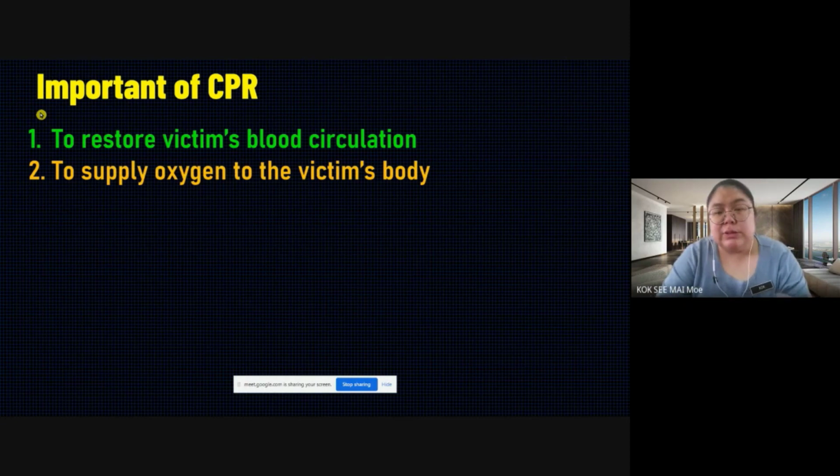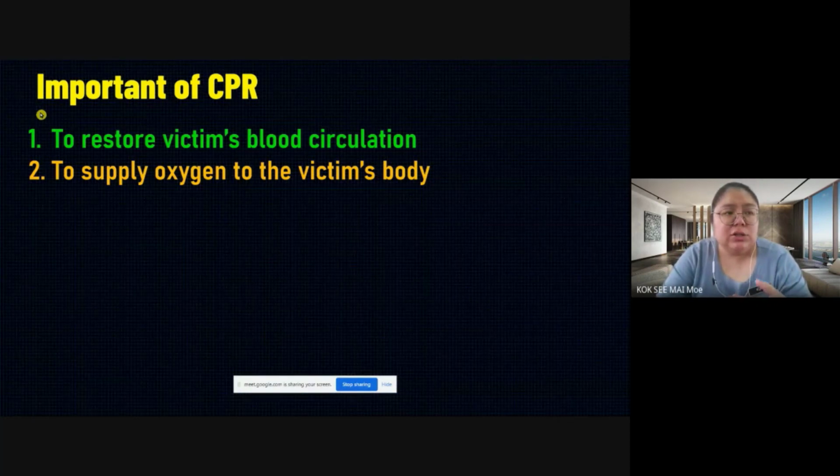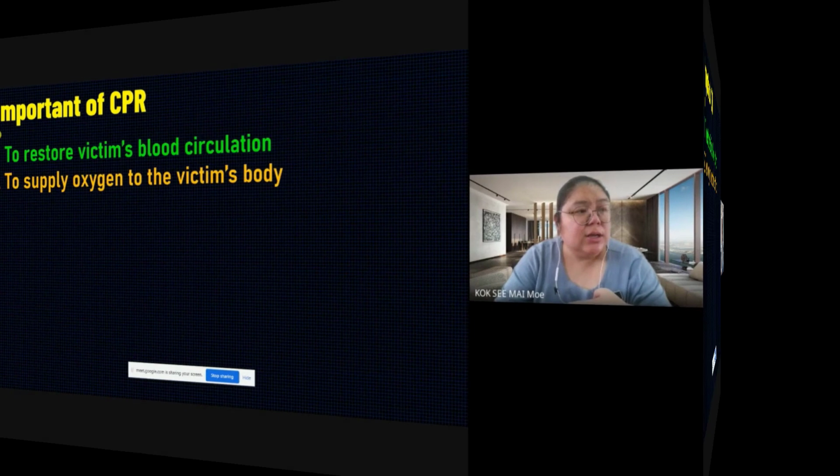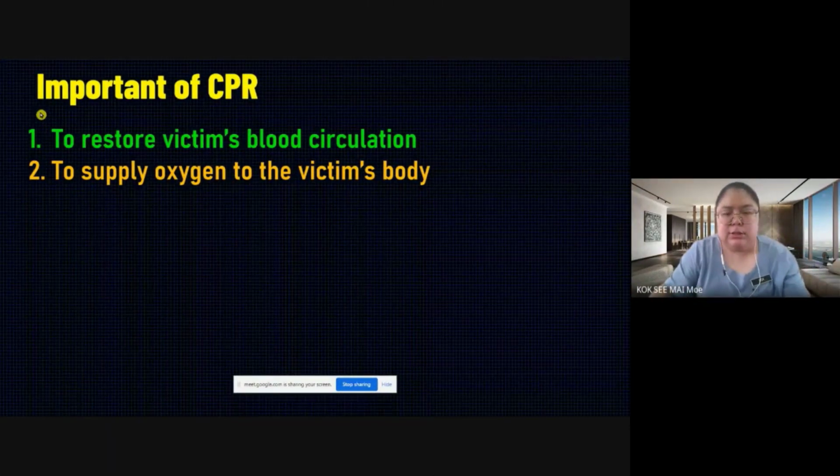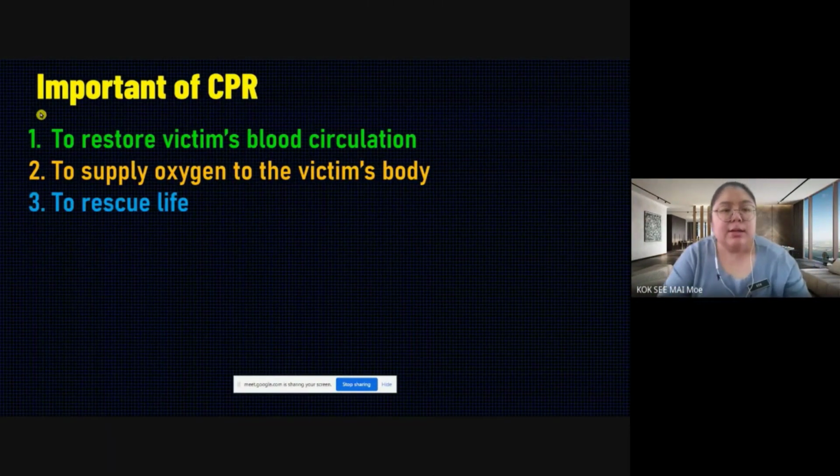Okay, number 2, you want to supply the oxygen. Because there is already no oxygen, the person cannot breathe. They don't have any oxygen already. So you help to let the oxygen move in. Okay, from here, number 3, you want to rescue the life. It's not certain. One person, one life, you know. So you want to rescue them.